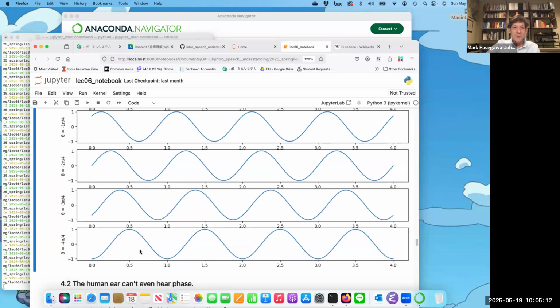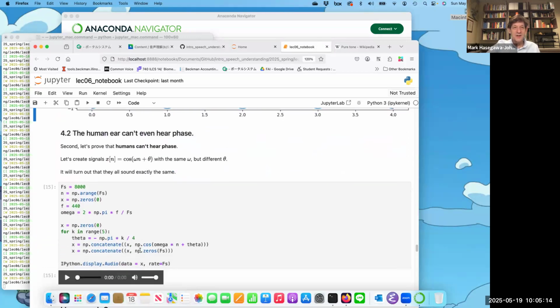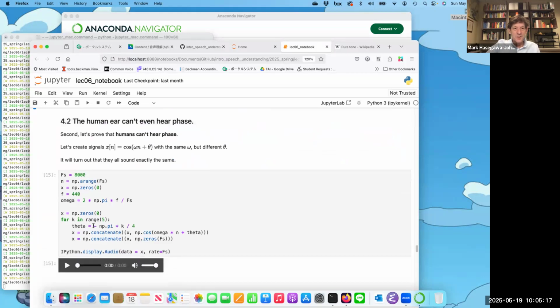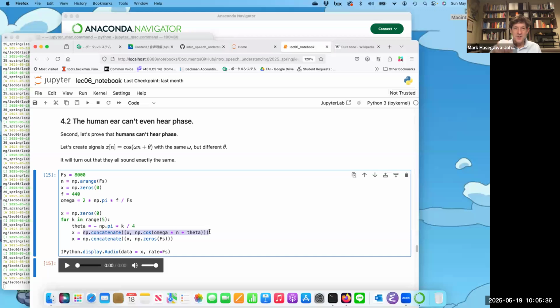And perhaps for that reason, the human ear can't even hear it. Let me create those 4 tones. Let me create a cosine of omega times n plus theta, where theta ranges from 0 to pi over 4 to pi over 2 to 3 pi over 4 to pi. And what you're going to hear when I concatenate these tones: I'm going to concatenate the tone, and then afterwards I'm going to concatenate some zeros so that you can hear that they're separate.